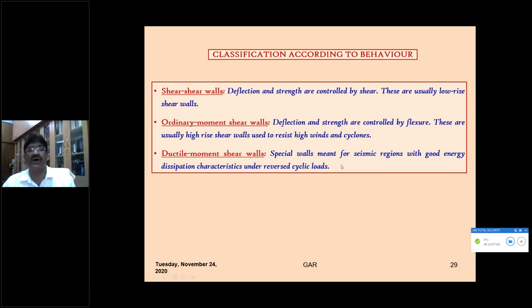Then there are the special walls meant for seismic regions, with good detailing to dissipate a significant amount of energy under the seismic forces, say cyclic forces.